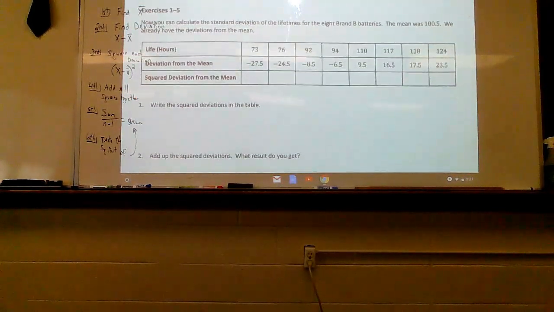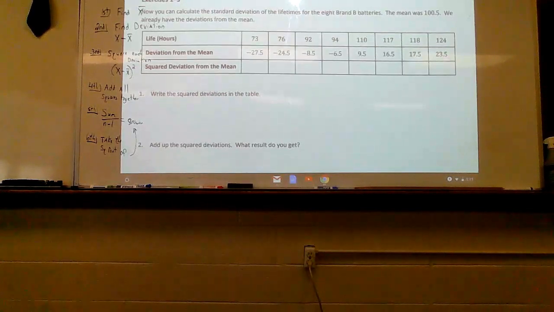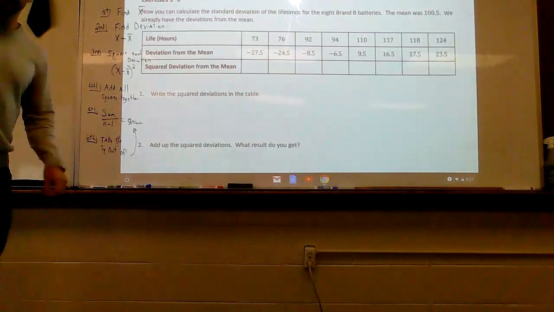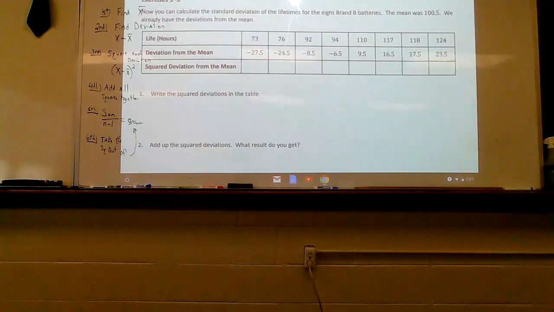So we're going to do one of these together. So now you can calculate the standard deviations of the lifetimes of the 8B batteries. I'm going to leave this over here. Let me get a calculator. I didn't come prepared, obviously. And let's see what we're going to do.